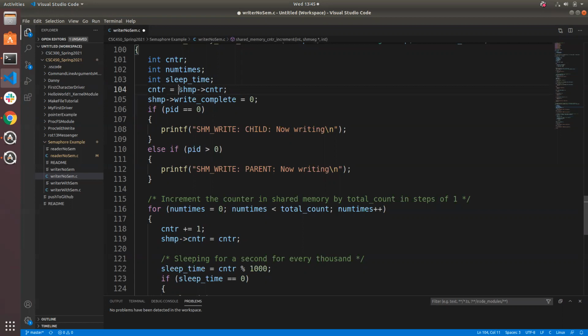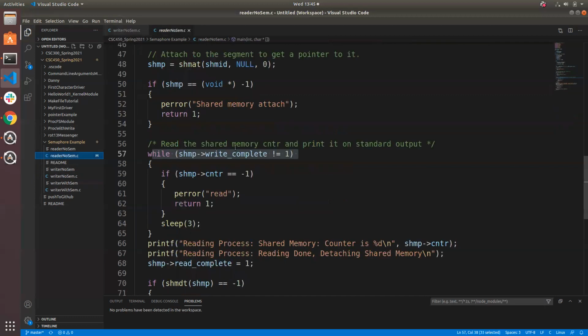from whose perspective? The reader's perspective. From the reader's perspective, it is possible. So she's asking, from the reader's perspective, if I come over here, is it possible that this value here is less than 10,000? The answer is yes, because of race conditions.